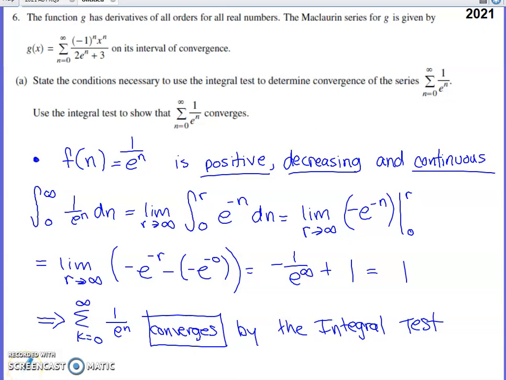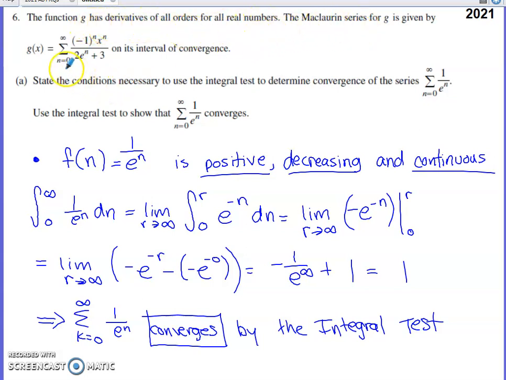So in this video, we'll take some time to talk about problem number 6 from the 2021 AP Calculus BC exam. As question 6 typically is, you're dealing with a problem here that involves an infinite series. And they have an infinite series for g. G has derivatives of all orders for all real numbers.